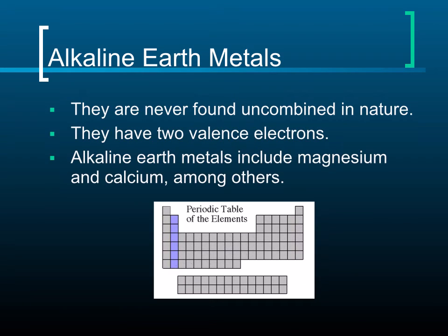Alkaline earth metals are your second group, and they're very similar to alkali metals. They're never found uncombined. They have 2 valence electrons, that's why they're group 2A, and they have magnesium, calcium, and a couple others.